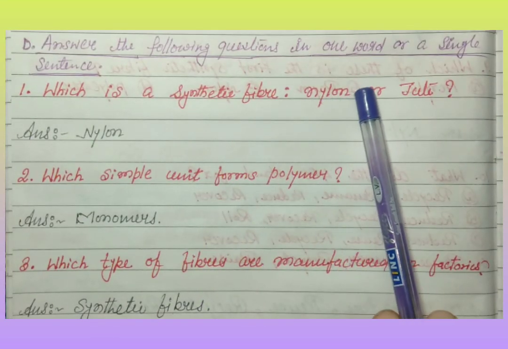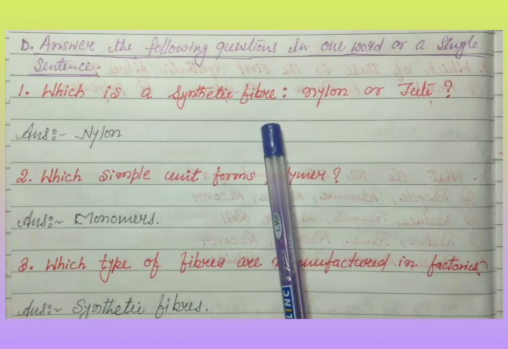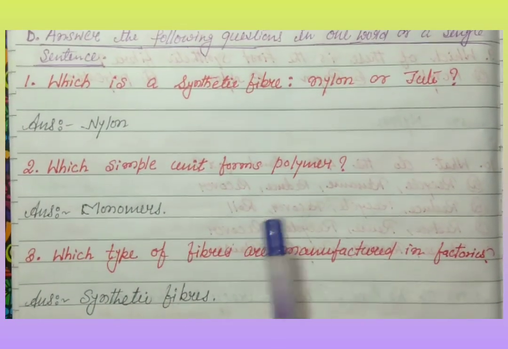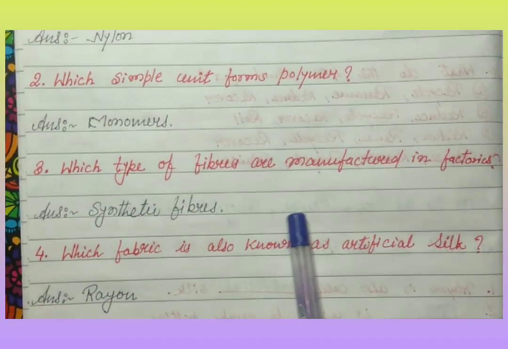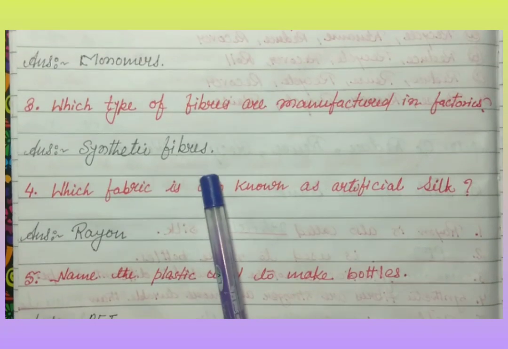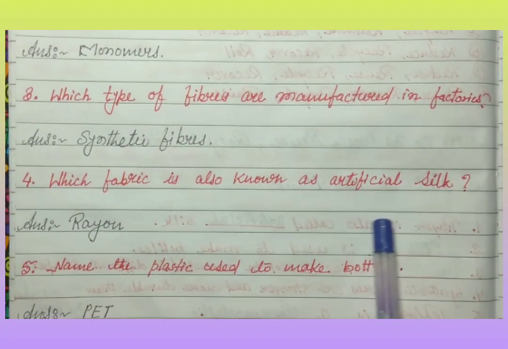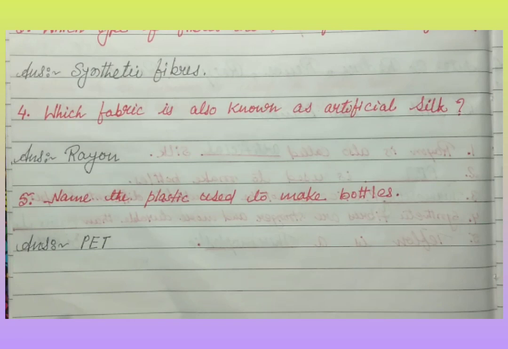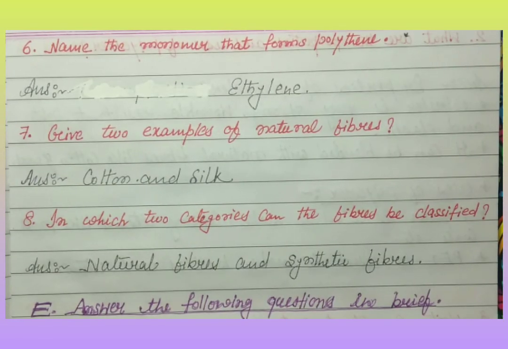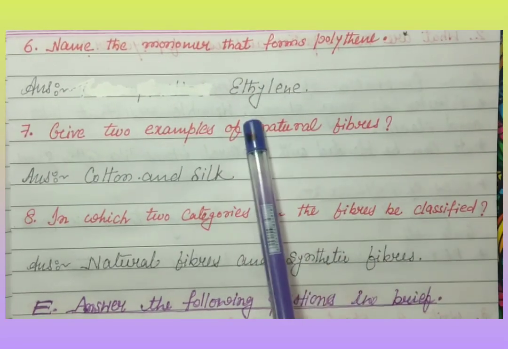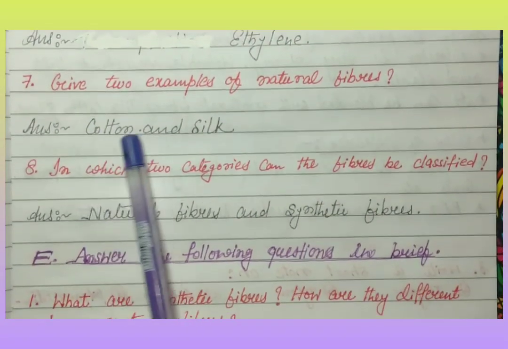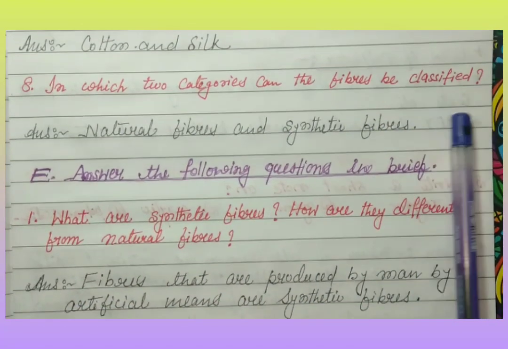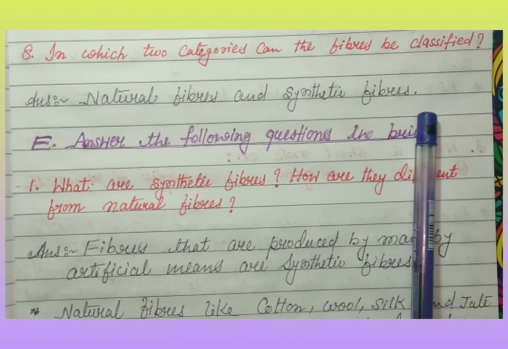Answer the following questions in one word or a single sentence. Which is a synthetic fiber, nylon or jute? Nylon. Which simple unit forms polymer? Monomers. Which type of fibers are manufactured in factories? Synthetic fibers. Which fabric is also known as artificial silk? Rayon. Name the plastic used to make bottles. PET. Name the monomer that forms polythene. Ethylene. Give 2 examples of natural fibers. Cotton and silk. In which 2 categories can fibers be classified? Natural fibers and synthetic fibers.